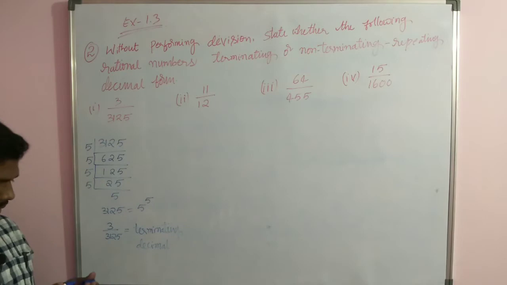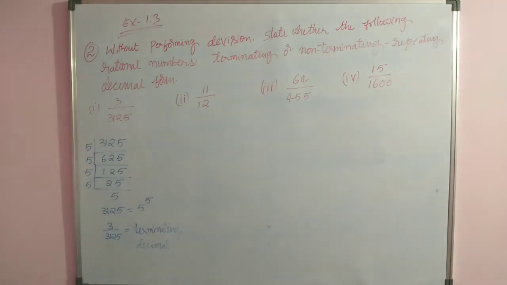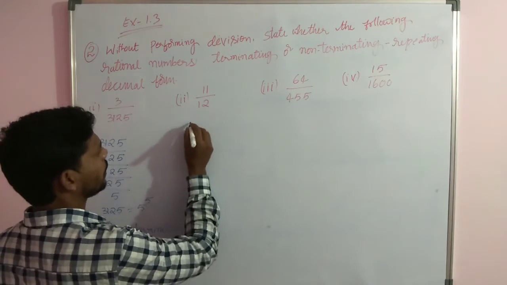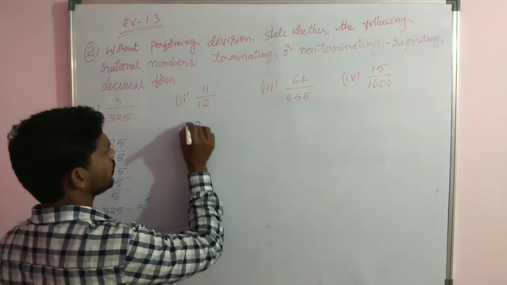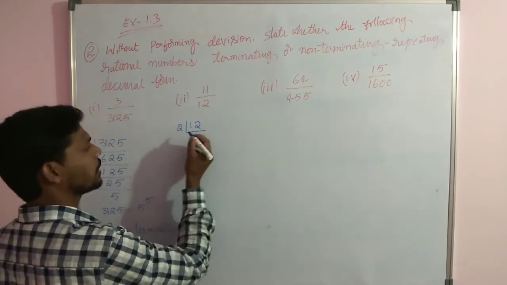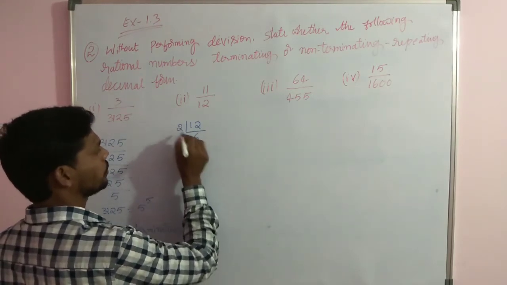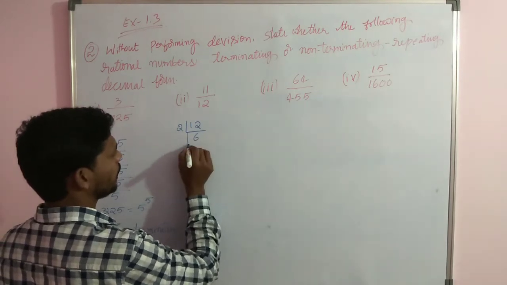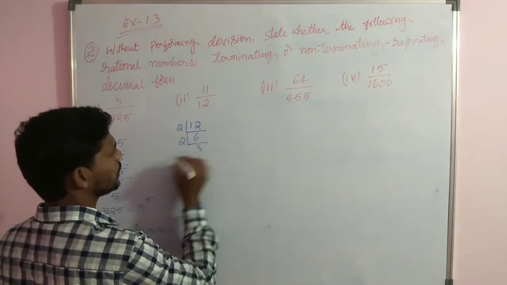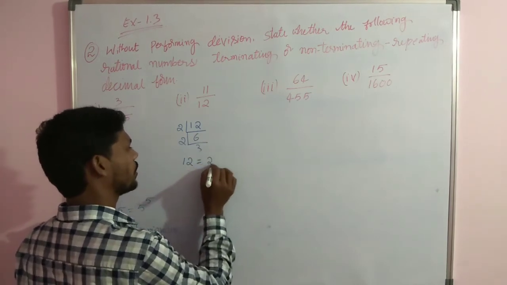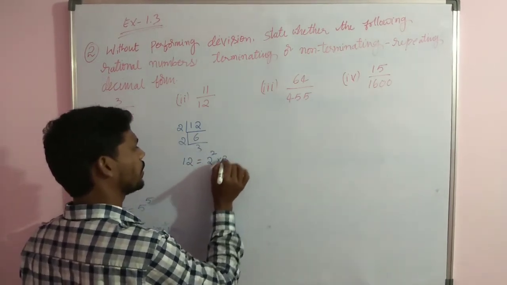Terminating decimal. Next one here, 11 by 12. So take the denominator, that is 12. The units place is 2, so it's an even number, take 2 as a divisor. 2 sixes are 12. Again an even number, so 2 threes are 6. So 12 we have written in the form of 2 power 2 and 3 power 1.